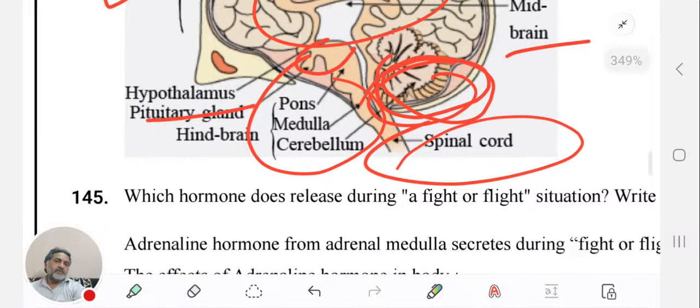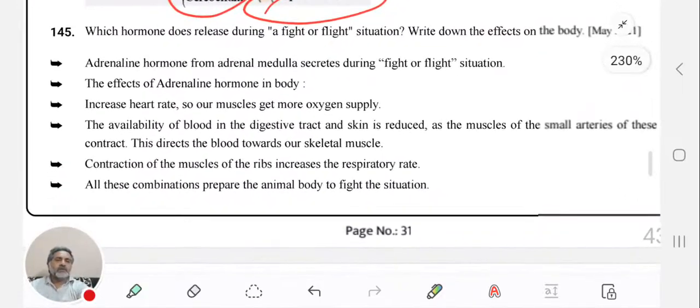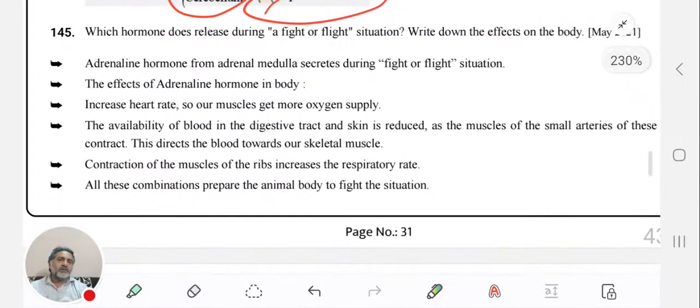145. Which hormone is released during a fight or flight situation? Write down the effects on the body. Adrenaline hormone from the adrenal medulla is secreted during a fight or flight situation. The effects of adrenaline hormone on the body: it increases heart rate, so our muscles get more oxygen supply.